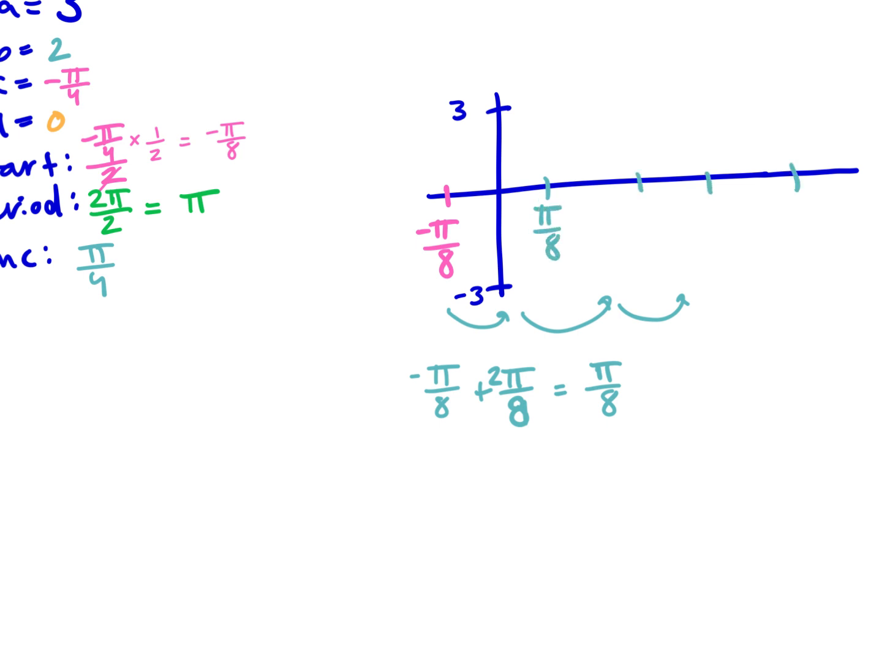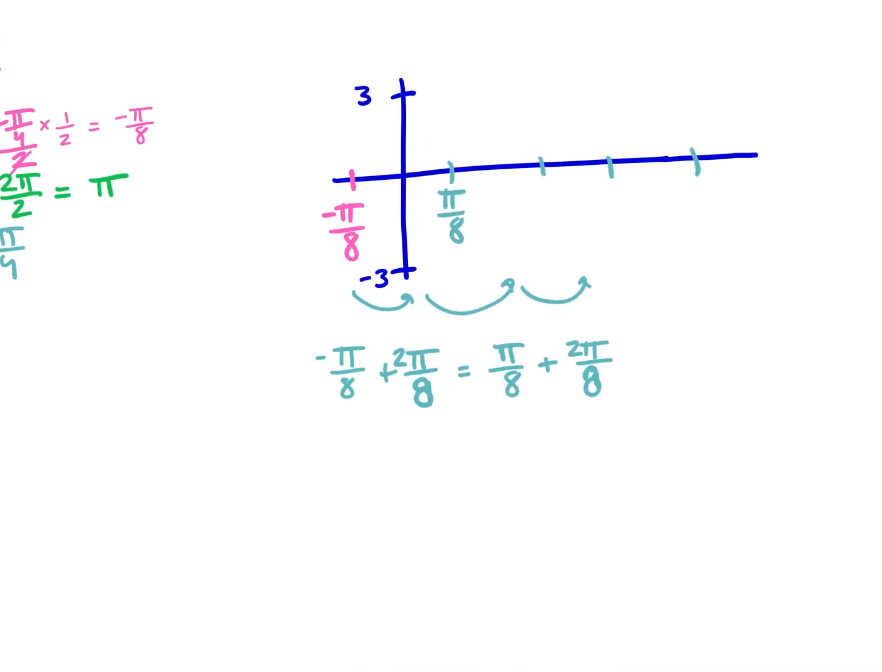Now we need 3 more. So I'm going to add another pi over 4. Again, we need a common denominator, so I'm going to make it 2 pi over 8. What do we get when we add 2 pi over 8? 3 pi over 8, perfect. So we have 3 pi over 8.